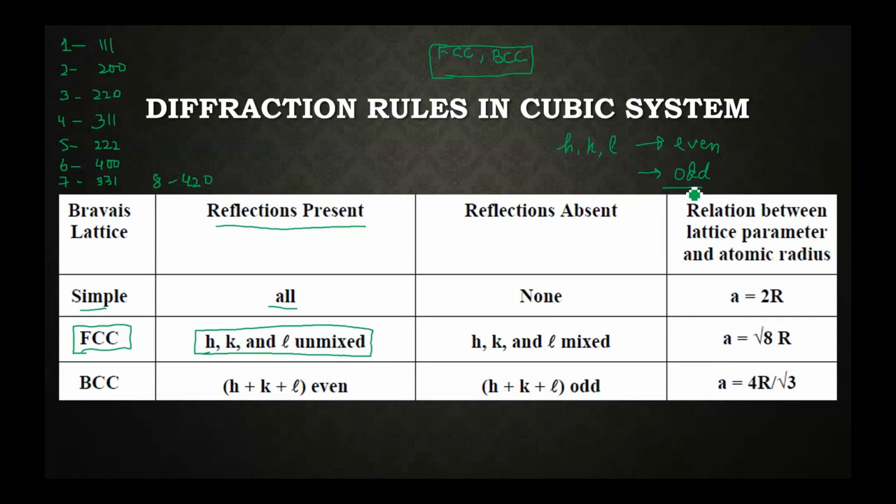So for the material to be FCC, every peak should satisfy this criteria of HKL unmixed. If any single peak does not satisfy this criteria, you cannot say that the material is FCC. Is this clear to you guys?